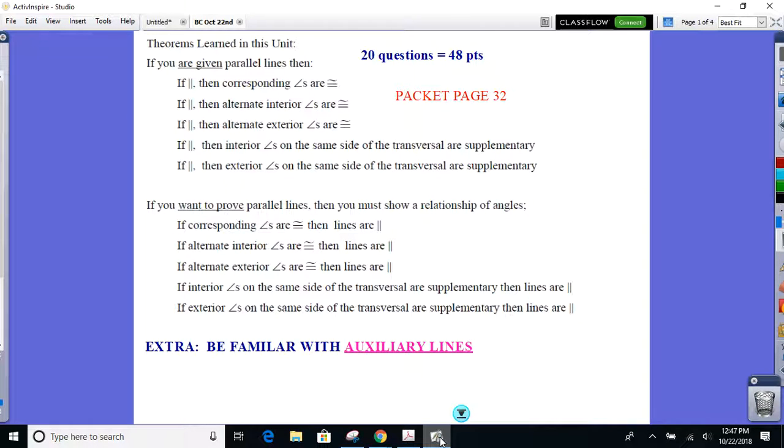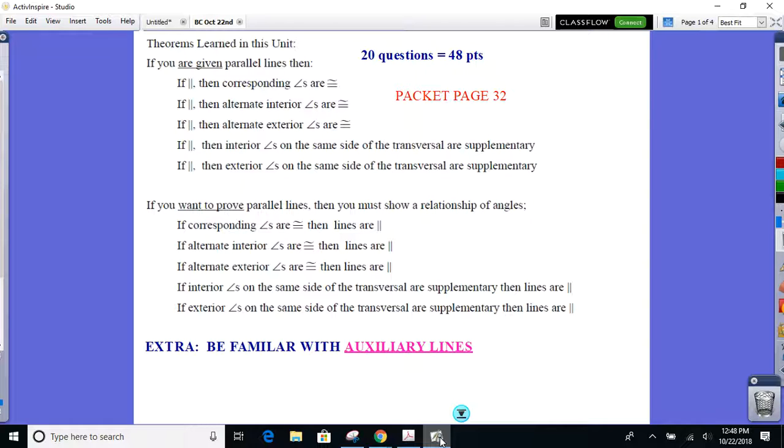Okay, page 32. I don't know if it's important to you or not, but 20 questions, 48 points. All right, somewhere on page 32, you might want to make a note. I didn't write it on there, along with all the other theorems we've learned in this, but make sure you're familiar with the auxiliary lines, because I may give you a problem tomorrow where you're not going to be able to find what I'm looking for unless you draw in your own line that'll help you out.